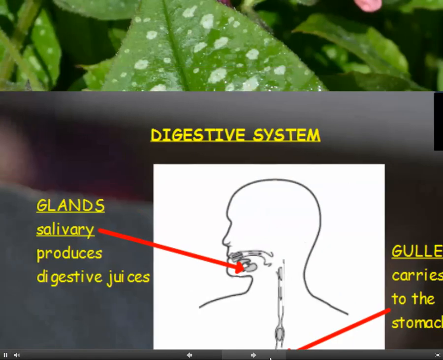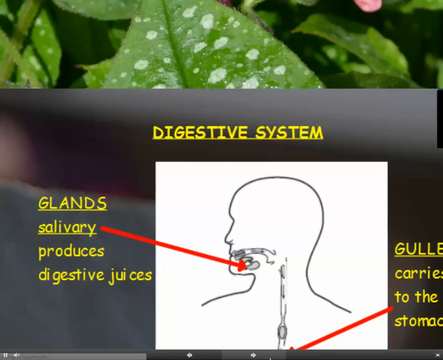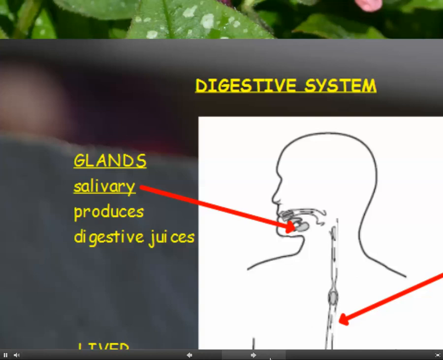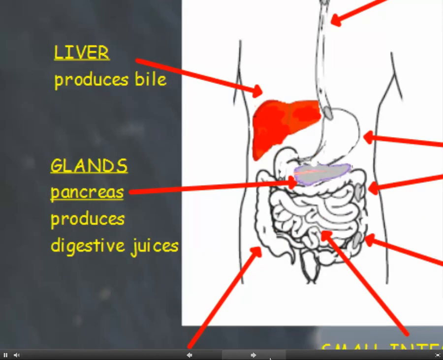Let's have a look at the digestive system. We have different glands in the digestive system. The job of the glands is to produce digestive juices. So we've got one in the mouth, we've got the salivary glands just under the tongue. We also have the pancreas. This is located just beneath the stomach, and the job of the pancreas, being a gland, is to produce digestive juices.